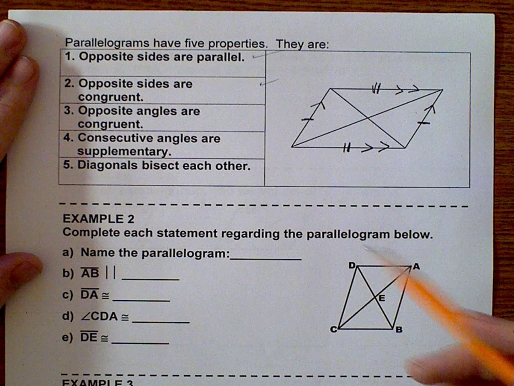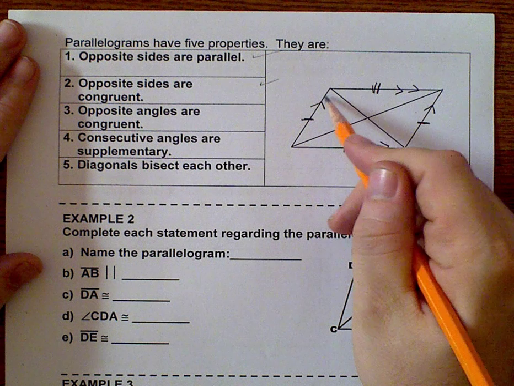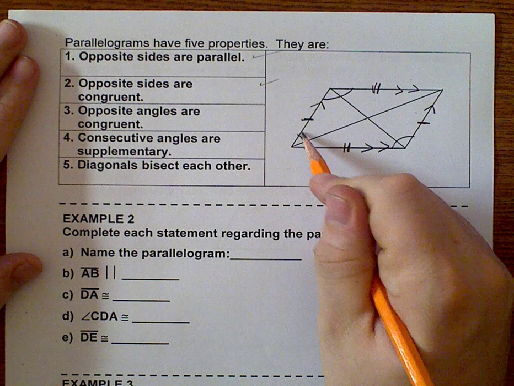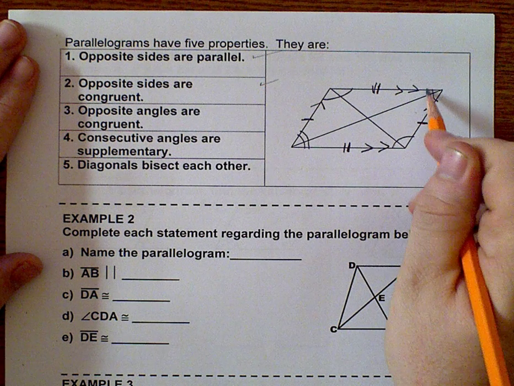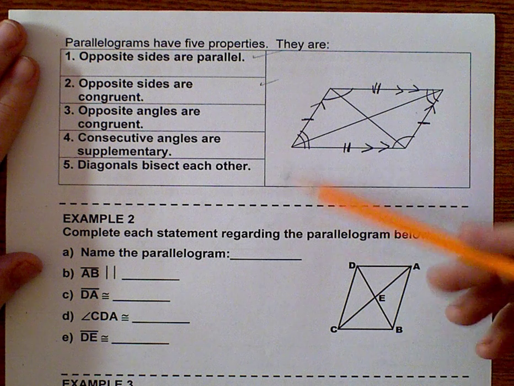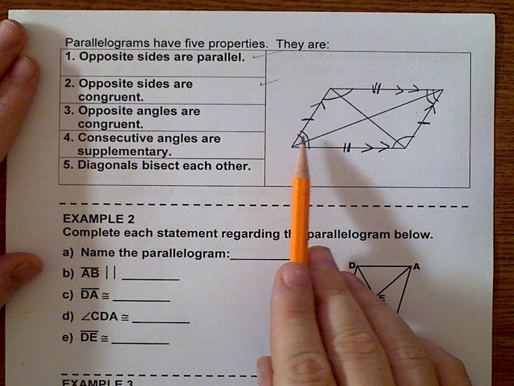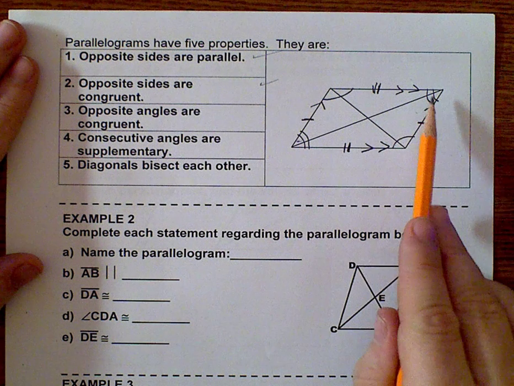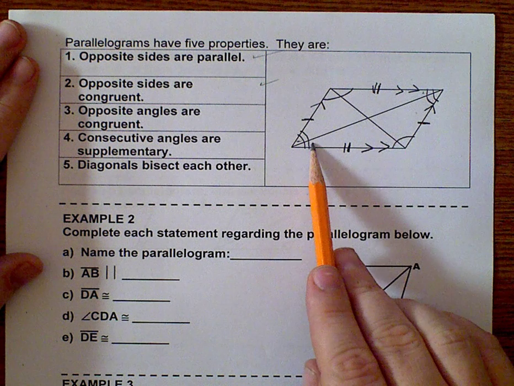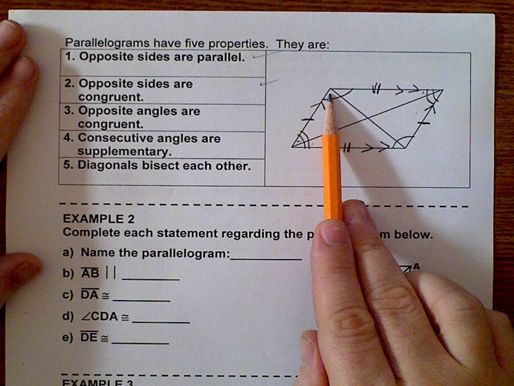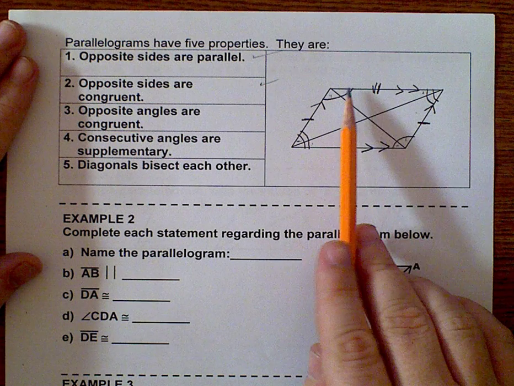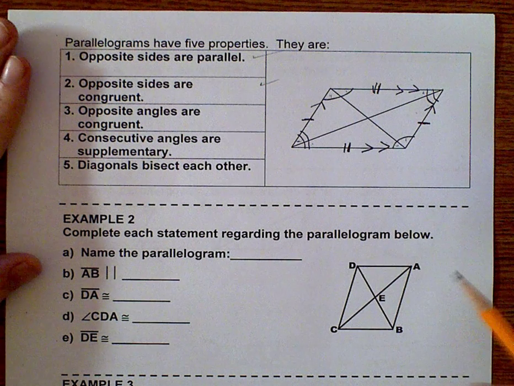Opposite angles are congruent. That means that this angle is the same as that angle. And this angle is the same as that angle. I also know that because these are parallel lines, that this one right here would be congruent with this one. This small one would be congruent with that small one. This one would be congruent with this one. And this one would be congruent with that one. But I'm not going to mark that just because that would just get a little obsessive.